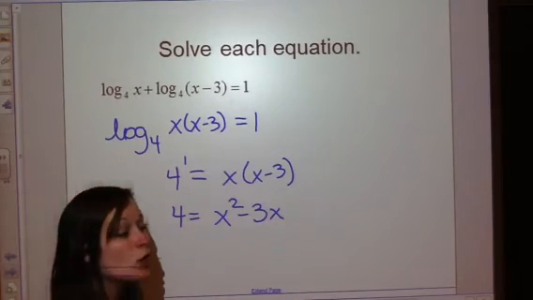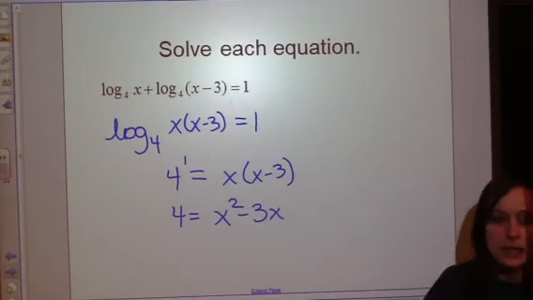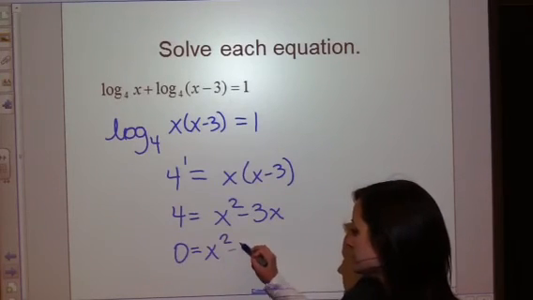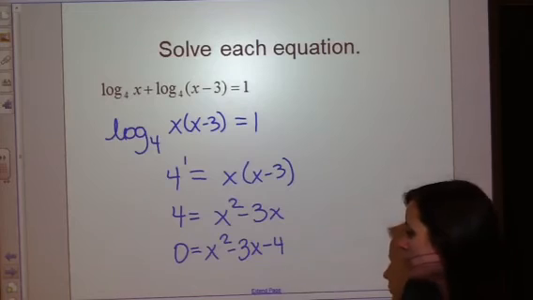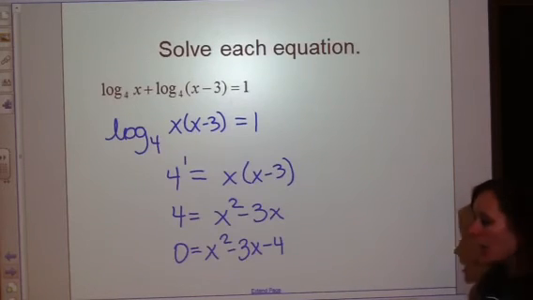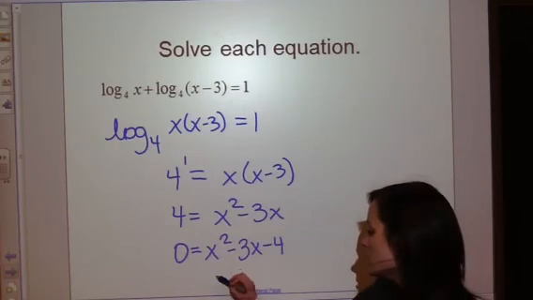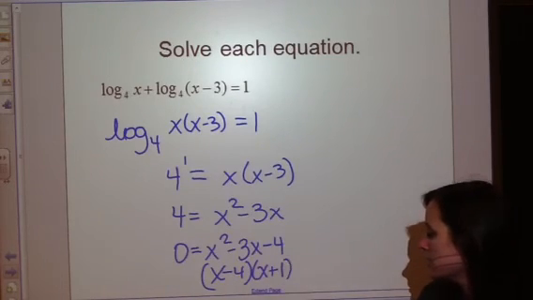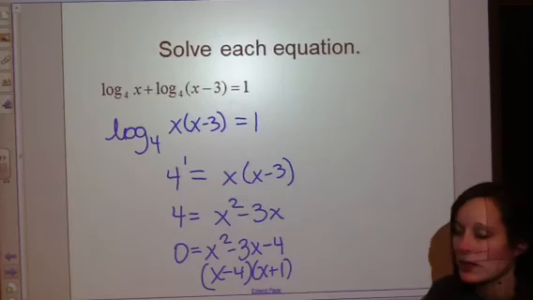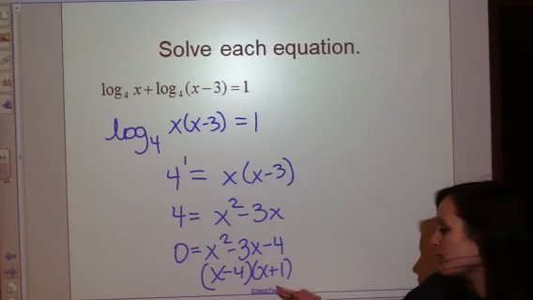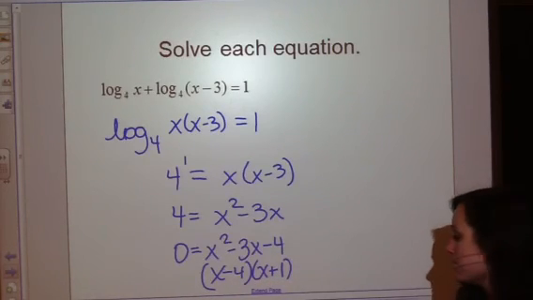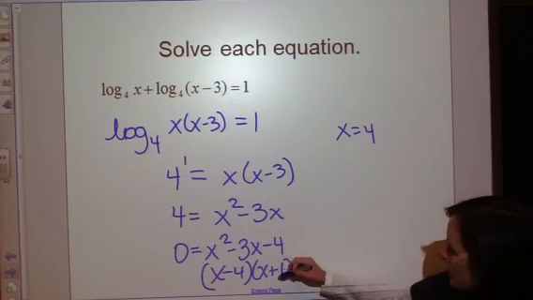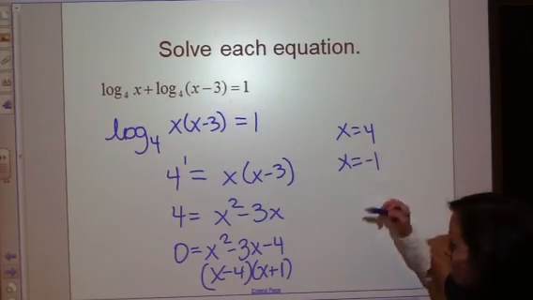Anytime you have x squared, what do you have to do? You should say quadratic formula, so set it equal to 0. And you can do quadratic formula, or you can factor. I can see the factors of this right away. So I get x minus 4 and x plus 1, because negative 4 and positive 1 multiplied equal negative 4. Negative 4 plus 1 equals negative 3. So this factor gives you x equals 4. This factor gives you x equals negative 1.